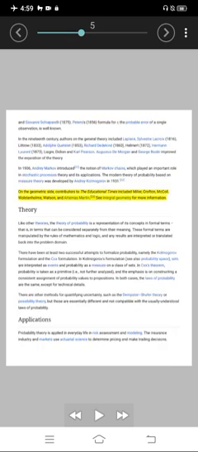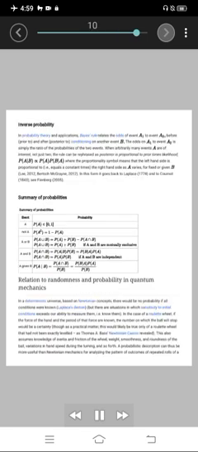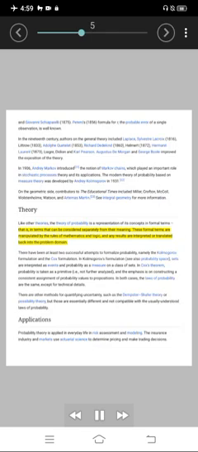Theory. Like other theories, the theory of probability is a representation of its concepts in formal terms, that is, in terms that can be considered separately from their meaning. These formal terms are manipulated by the rules of mathematics and logic, and any results are interpreted or translated back into the problem domain. There have been at least two successful attempts to formalize probability, namely the Kolmogorov formulation and the Cox formulation. In Kolmogorov's formulation, see also probability space, sets are interpreted as events and probability as a measure on a class of sets.